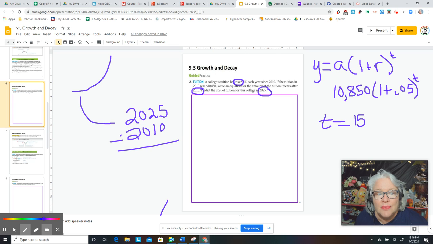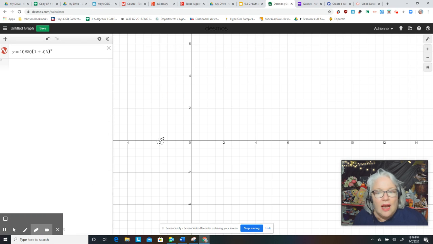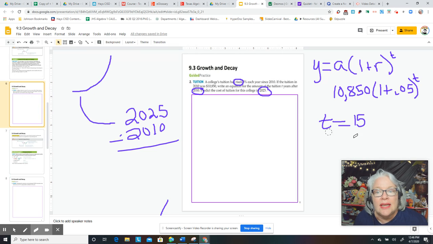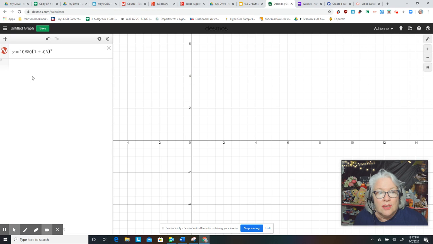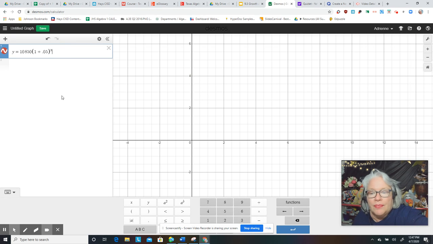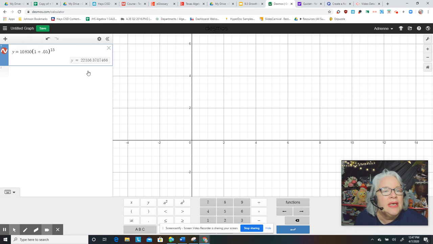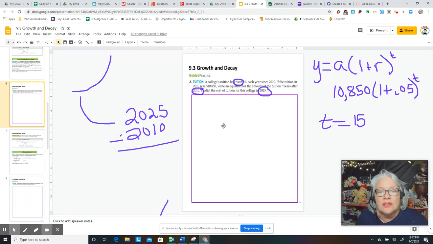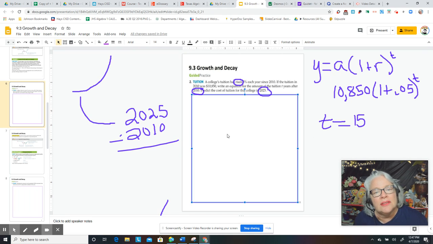Let's put this in Desmos. All right, I have my equation written in Desmos here. And recall we wanted it after 15 years. So what we can do is take our x here and make it 15. It is going to be $22,556. So you can type that in the box here. You have this big old box just to type in that simple little answer. So our tuition, how about we do a sentence?